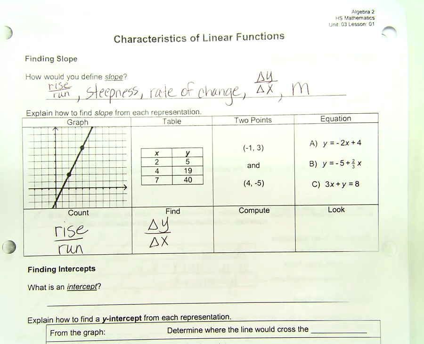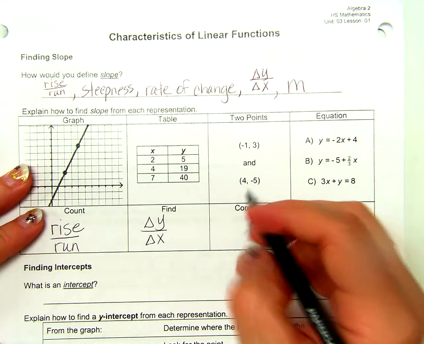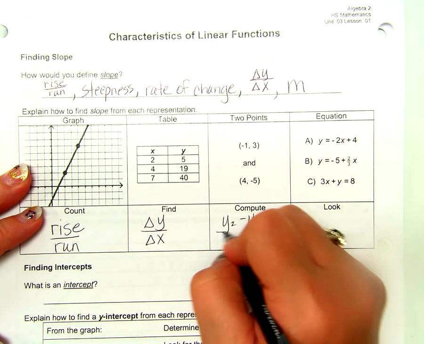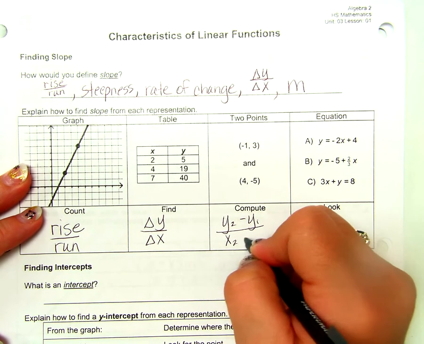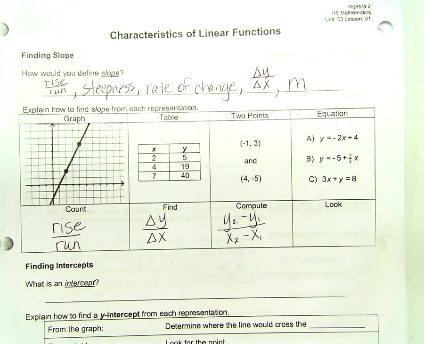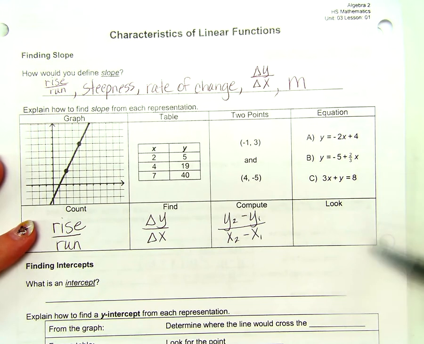Okay? What about if we're given 2 points? What do we have to compute? Well, we haven't written this yet, so let me remind you of it, because that's what we're doing today, right? We're recalling our characteristics. You remember what that is? It's a slope formula, right? Okay. What about an equation?